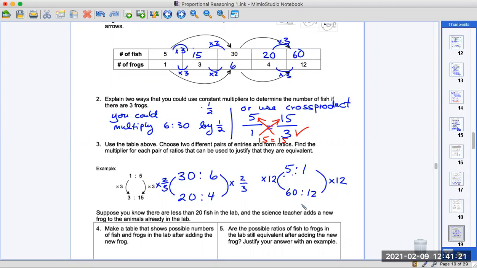You got it? You see how you can do that? Then you don't have to rack your brain, right? Also 60 divided by 12 is 5. There you go. See how those numbers are all connected? 60 divided by 12 is also 5.